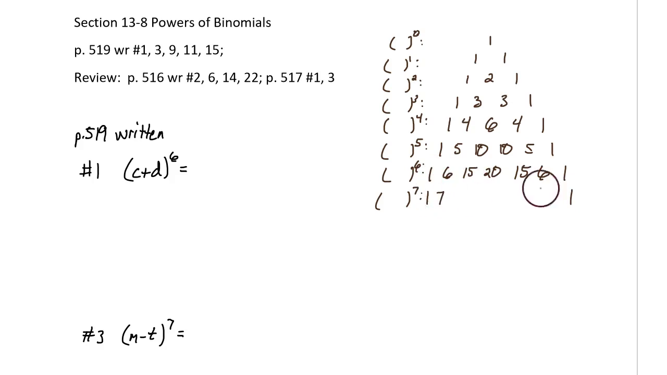1 plus 6 makes 7, 7. 6 plus 15 is 21, and 21. 15 plus 20 is 35, and 20 and 15 is 35. And so on going down.